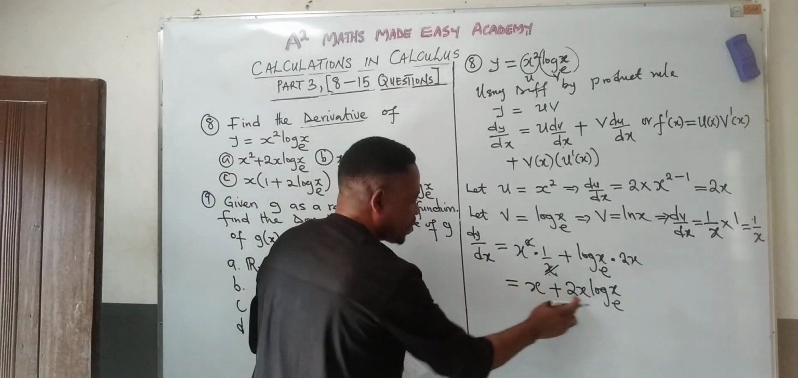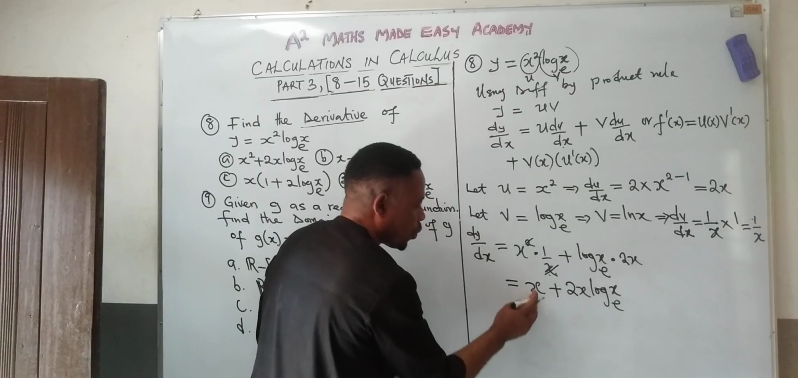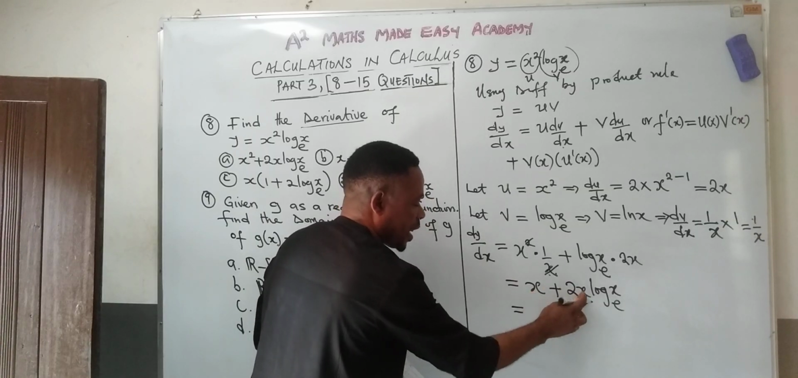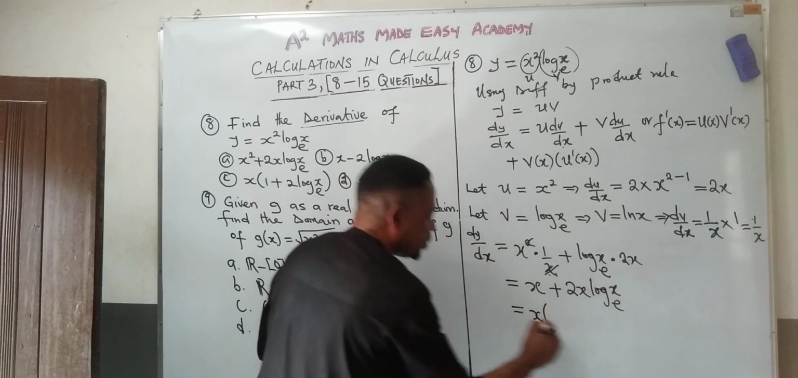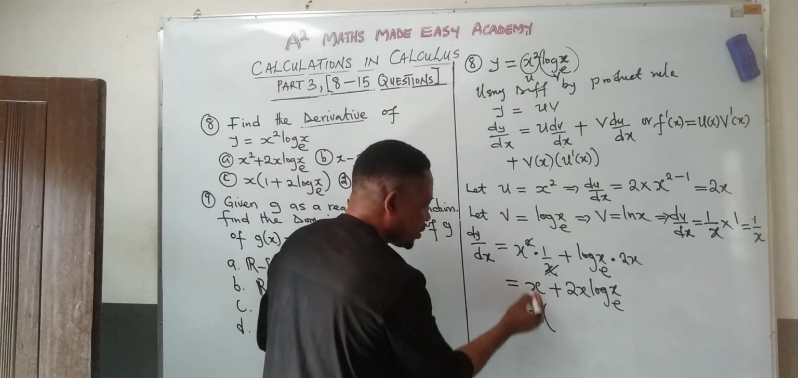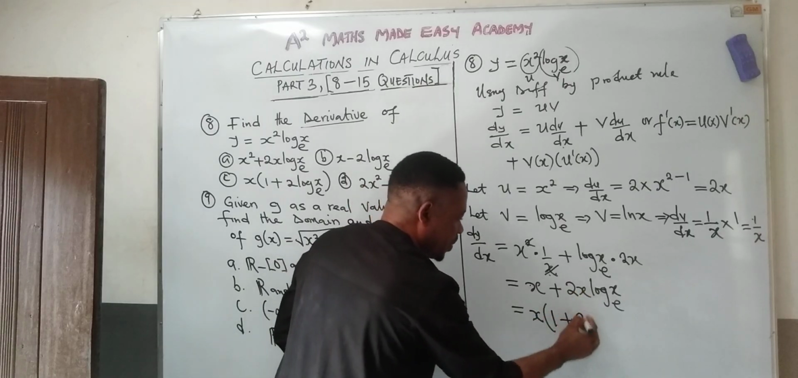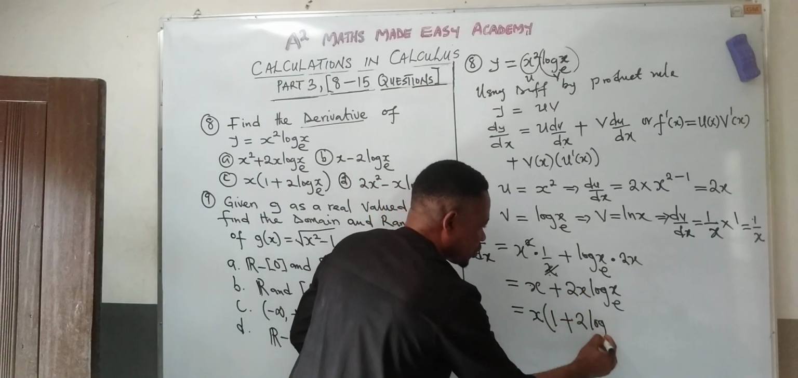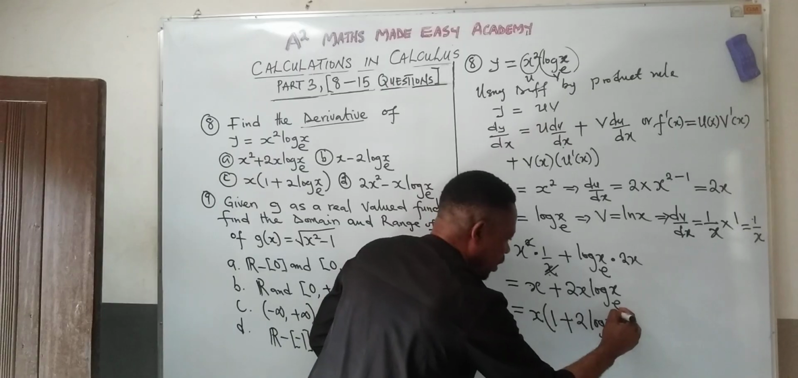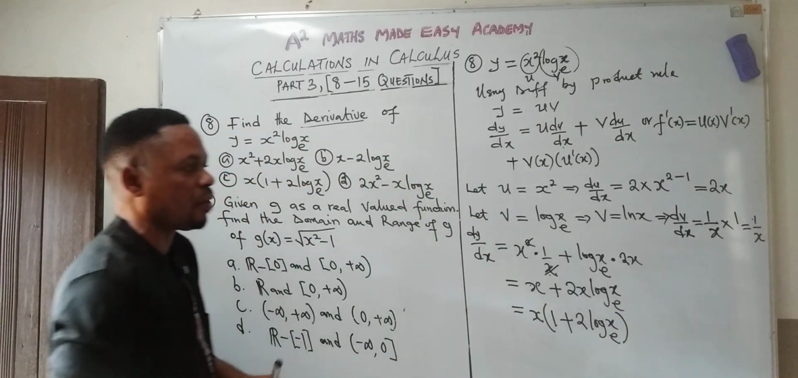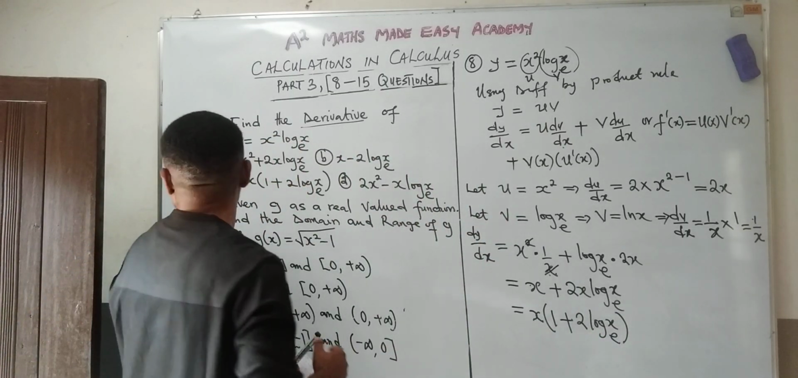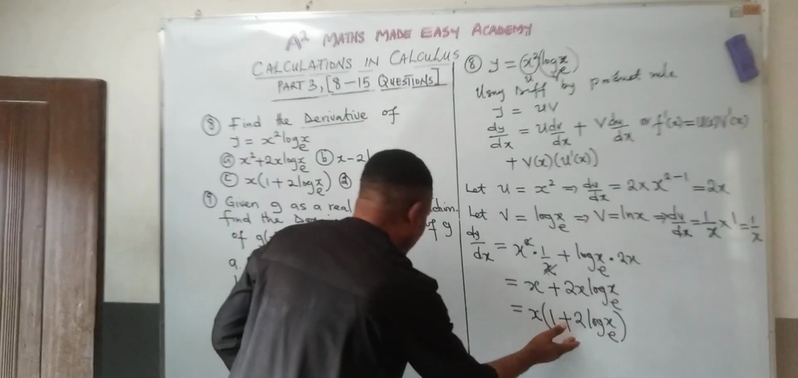But if you observe this particular problem, we can factorize. What is common? x. Factor x and open the bracket. Now as x divided by itself, it will give you 1. Then plus, when x cancels x, what remains is 2, right? I will now call this log x exponential. Close the bracket, and that is the final answer.